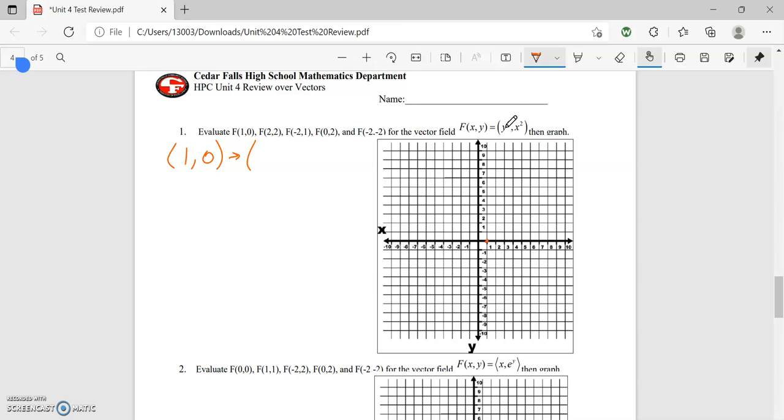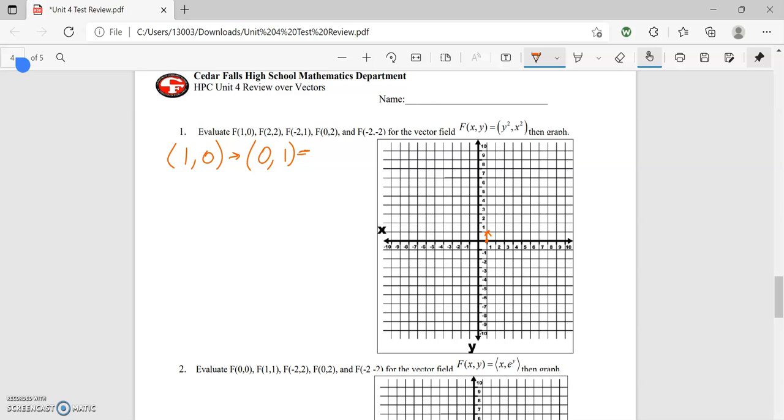The x term of the vector takes the y term of the original, so 0 squared, so 0. The y component of the vector is found by taking the original point's x term and squaring it. So 1 squared. What this gives you is the direction: start at (1, 0), which we did, and then from there, the vector points (0, 1). So our point is right here, and that's our vector.